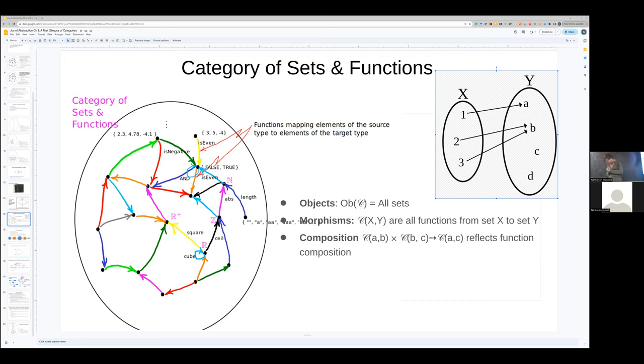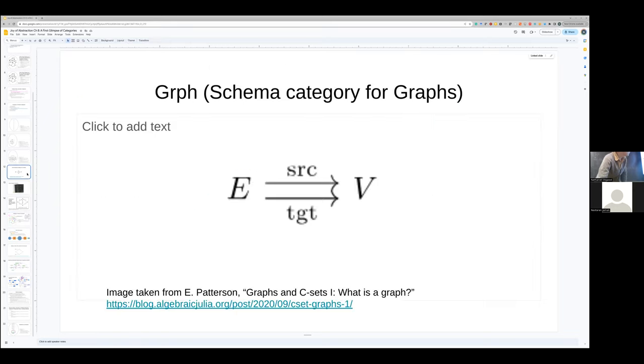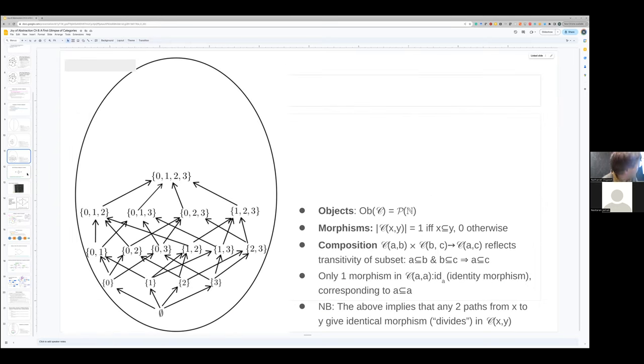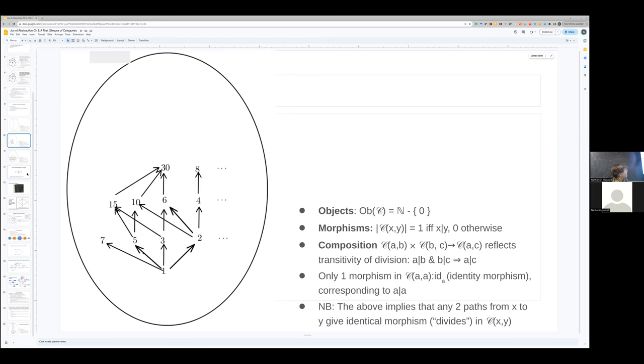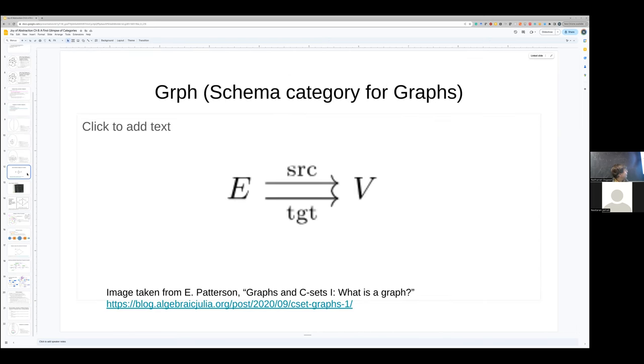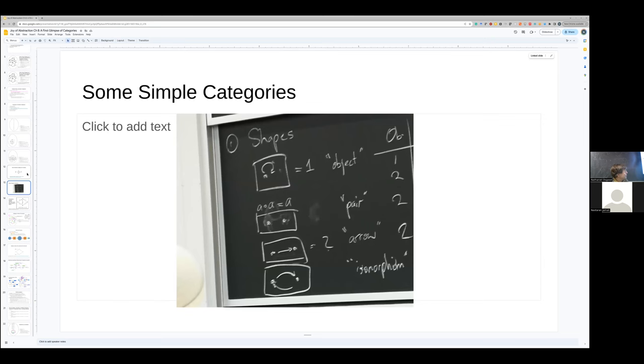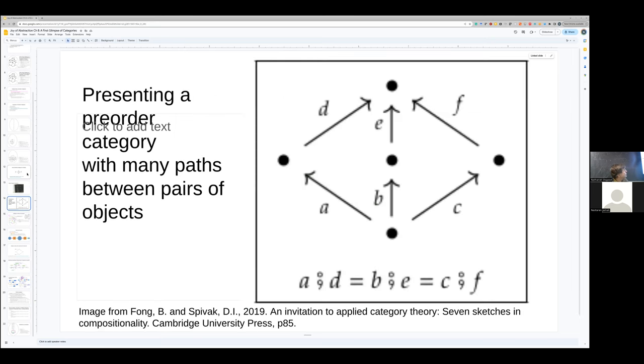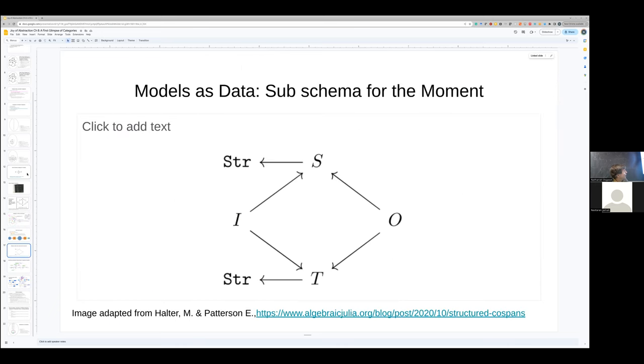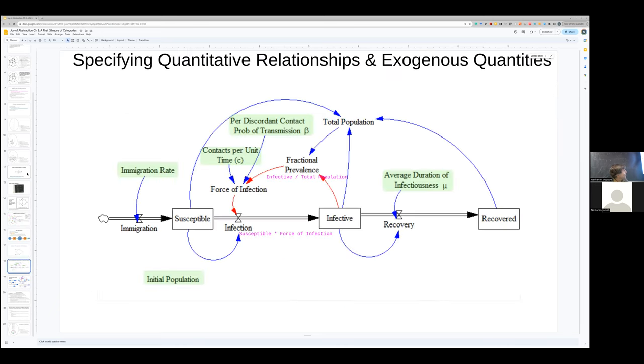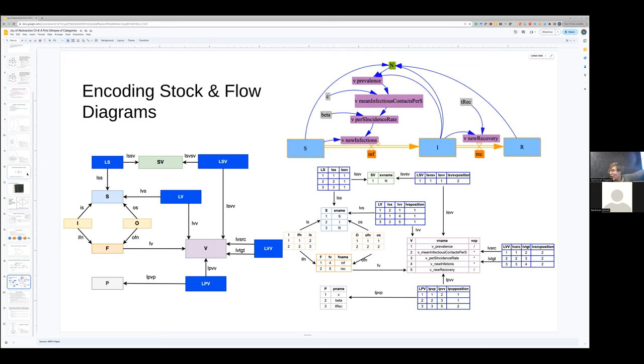That's one way. There's some other ways patterns come up. Another way is that these categories, so I'm just going to tease you by throwing up some example categories. That's what's on the board right now. This is another category, this is another one, this is another one, right? Here are some small presentations of small categories. Here's another one. This is to encode Petri nets. This is for stock and flows. That encodes stock and flows right there. That category is the schema category to allow you to encode stock and flows.